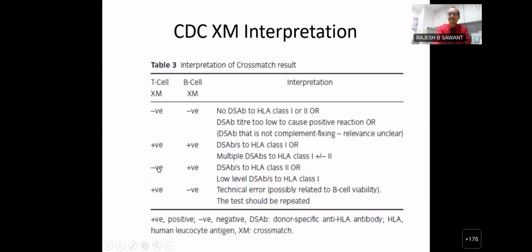If your T cell is negative and only the B cell cross-match is positive, then there are definite antibodies to class 2 or low level of donor-specific antibodies to class 1, sometimes non-specific antibodies, or maybe some monoclonal antibodies have been used, like rituximab, for the treatment. So history taking is very important in this case while interpreting the results, right? If your T cell cross-match is positive and B cell is negative, then definitely there is a possibility of any technical error, or the viability of the B cells may be questionable and you may want to repeat your test.